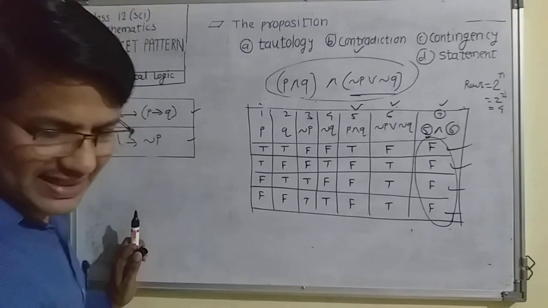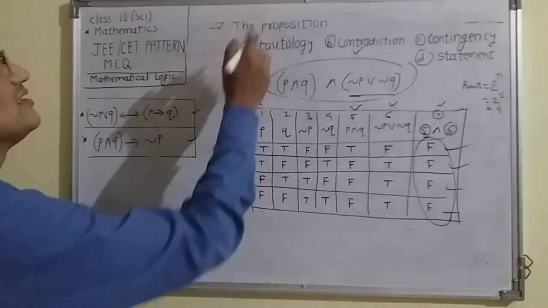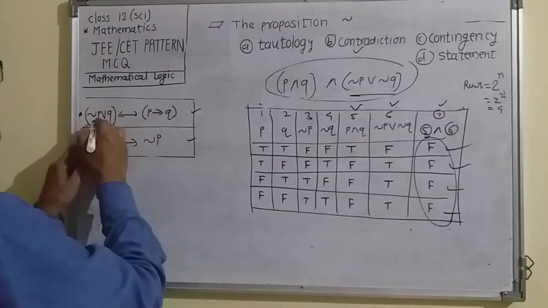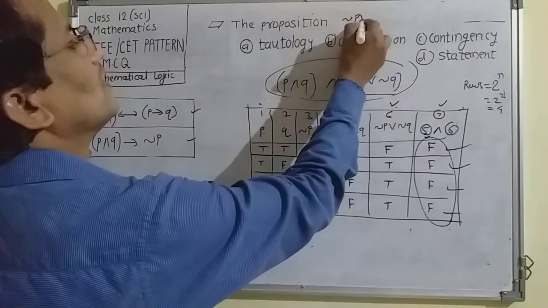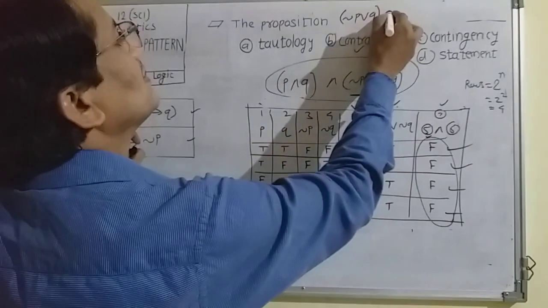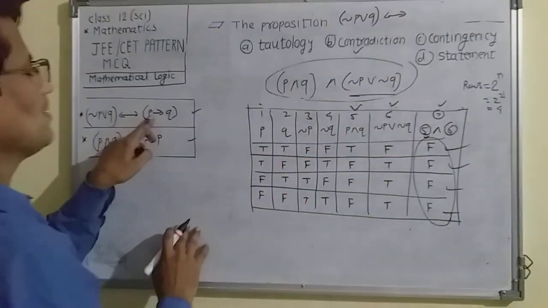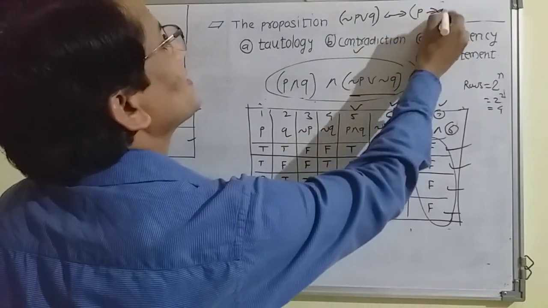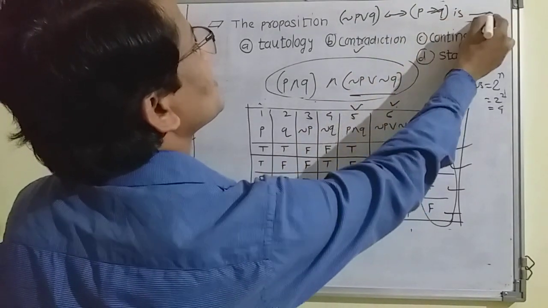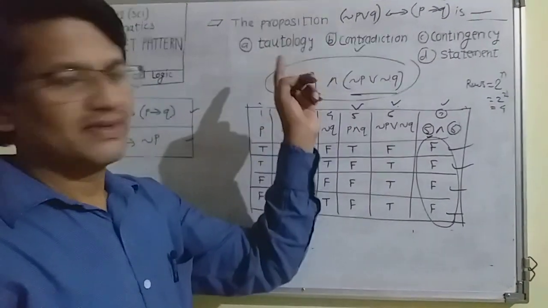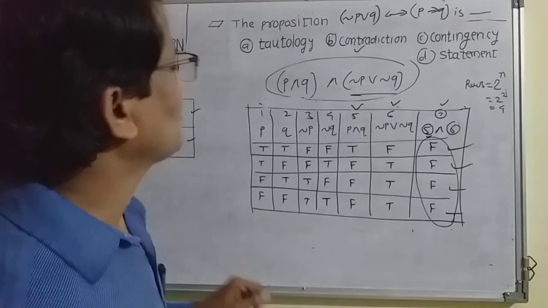Okay, what will be the next question? Next question is the proposition negation P or Q double implies P implies Q. Okay, the options are the same: A, B, C, D, one and the same.